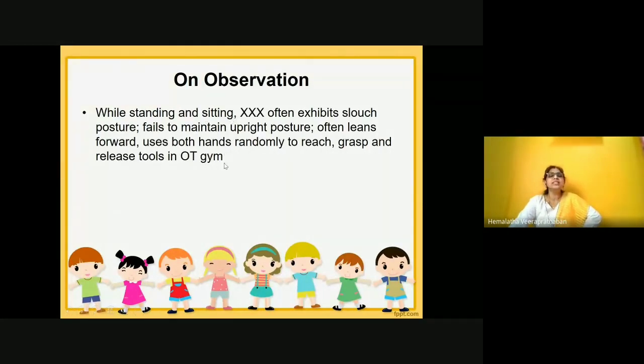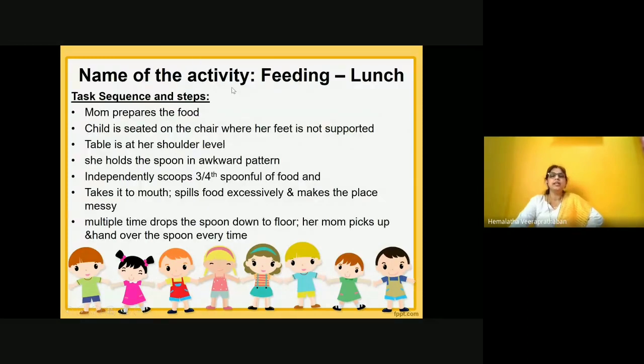On observation, his posture was poor. This is the step sequence of the feeding task. Mom prepares the food. The child is seated on a chair where the feet are not supported, and the table is at shoulder level. He holds a spoon in an awkward pattern and independently scoops three-quarters of a spoonful of food.